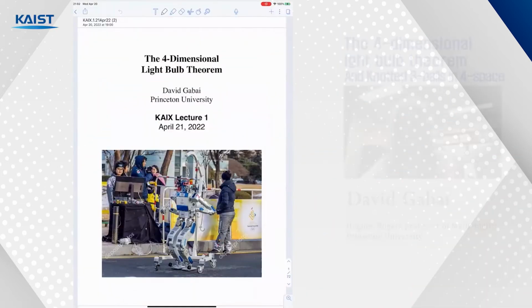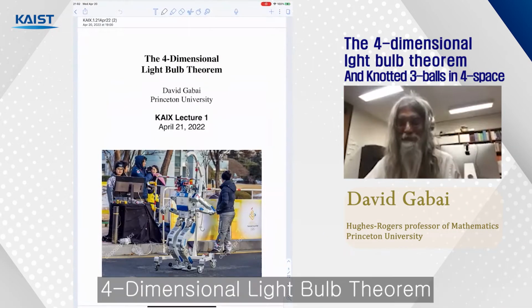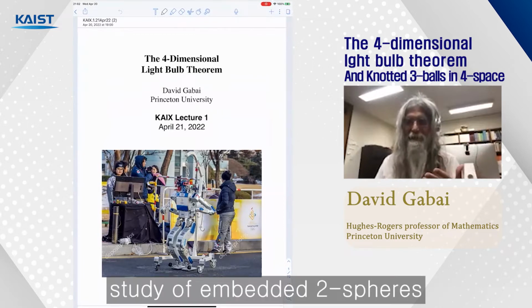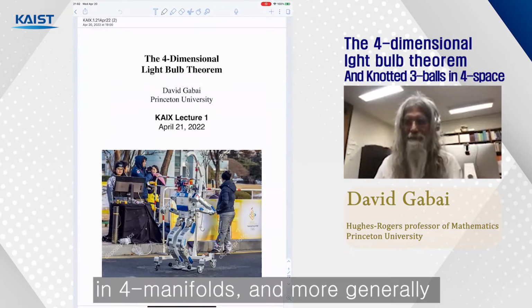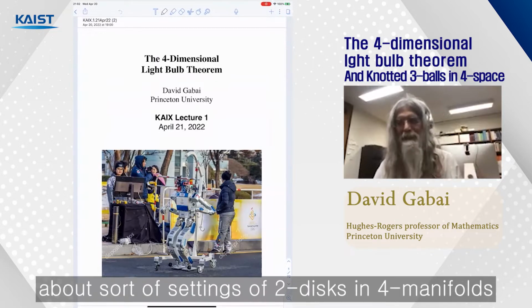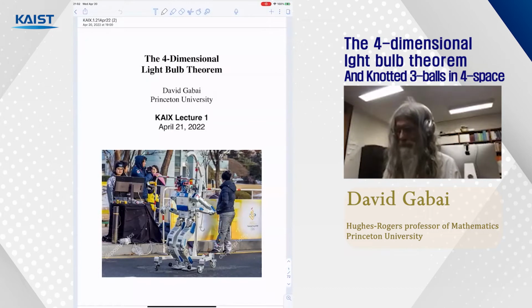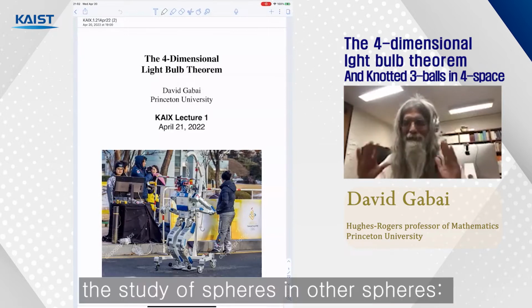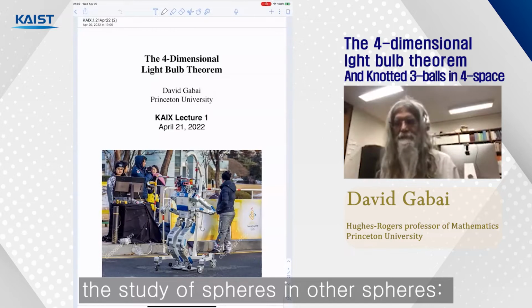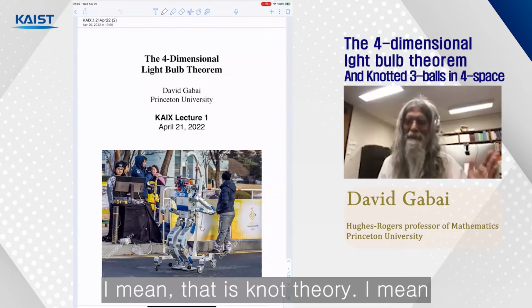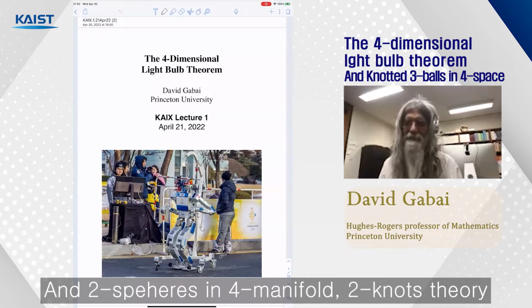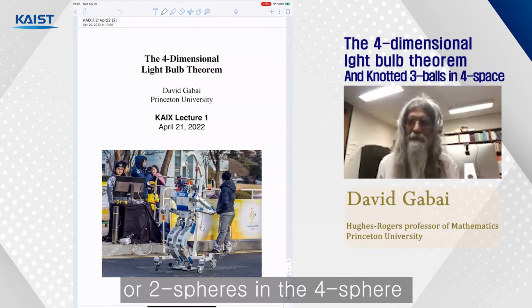So my first lecture is going to be on the four-dimensional light bulb theorem. That's a theorem about the study of embedded two-spheres in four-manifolds, and more generally about embeddings of two-disks in four-manifolds. Just as a very brief introduction, the study of spheres in other spheres, I mean, that's knot theory, right? One-dimensional spheres in three-spheres, that's classical knot theory, and two-spheres in four-manifolds, or two-spheres in the four-sphere, is two-knot theory.